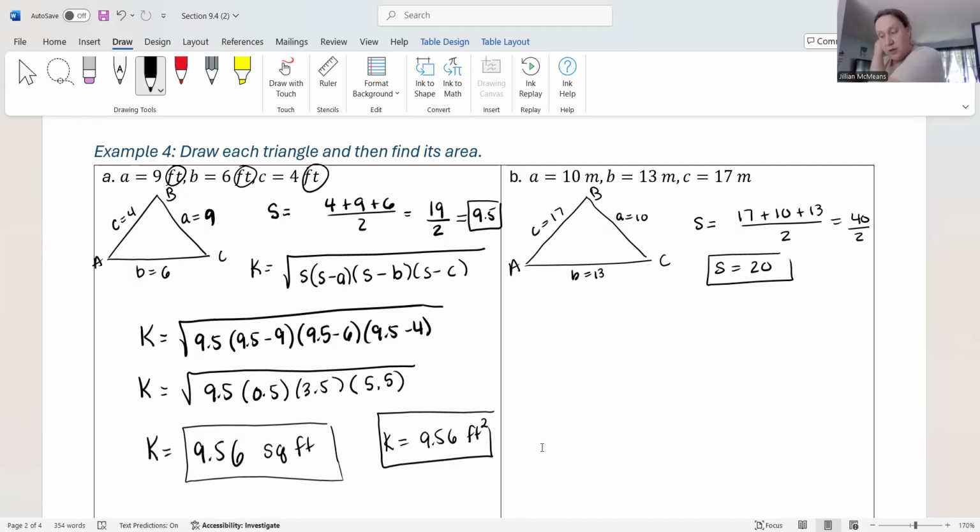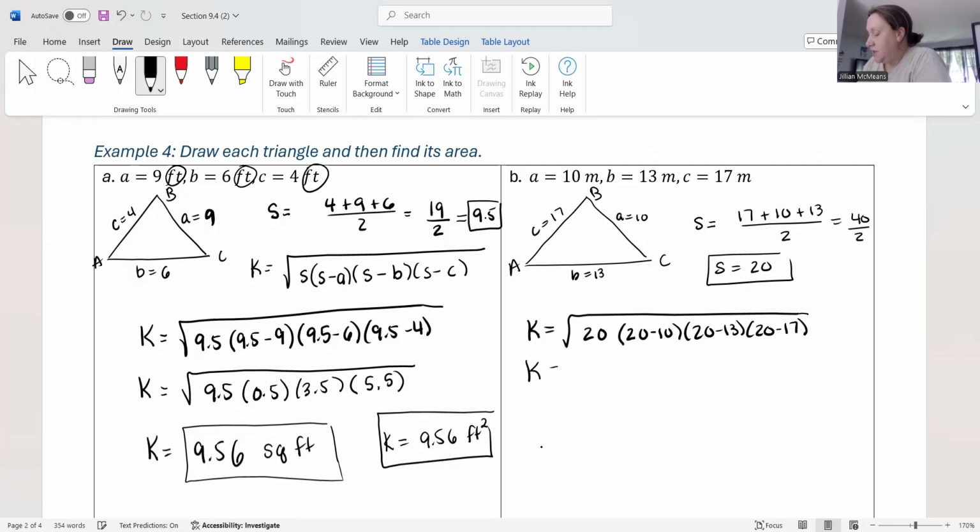So let's go ahead and fill in the formula, okay? So we take the semi-perimeter and then we multiply it by the semi-perimeter minus each side in turn. So we're going to do 20 minus A, and then 20 minus B, and then 20 minus C. And these are easy numbers to work with, so I'm going to go ahead and simplify them a little bit so I have less to type into my calculator. So I get 20 times, well, 20 minus 10 is just 10. 20 minus 13 is 7, and 20 minus 17 is 3.